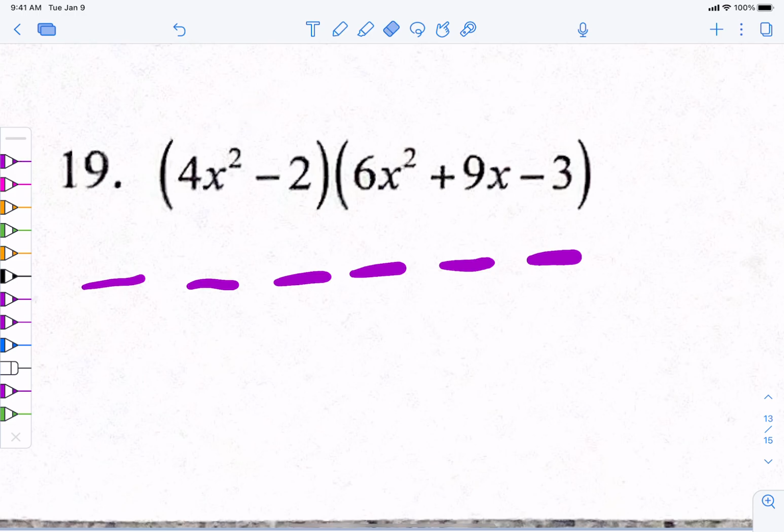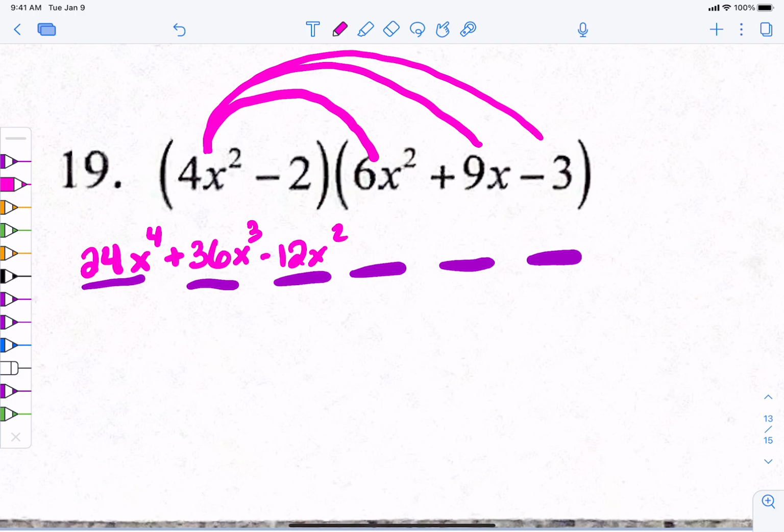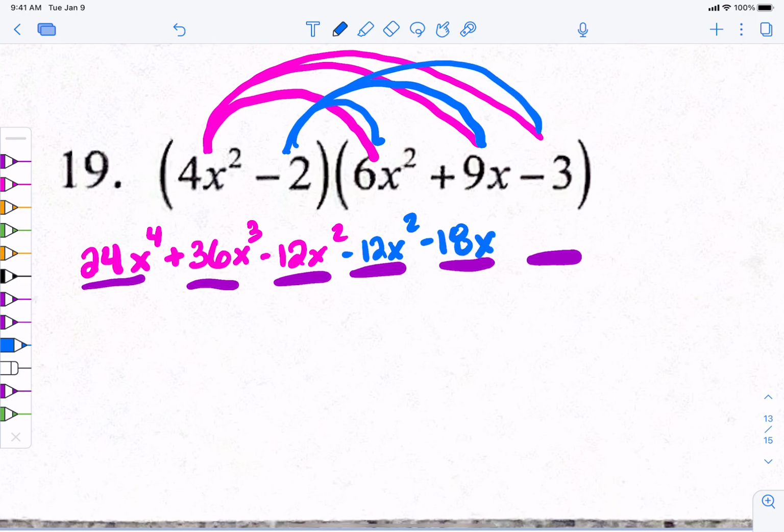First, we multiply the 4x squared times 6x squared, which is 24x to the 4th, because we add the exponents, right? Then we take 4x squared times 9x, which is positive 36x to the 3rd. Then 4x squared times negative 3, which is negative 12x squared. Now we start over, using negative 2 times 6x squared, negative 12x squared. Negative 2 times 9x, negative 18x, and negative 2 times negative 3, plus 6.